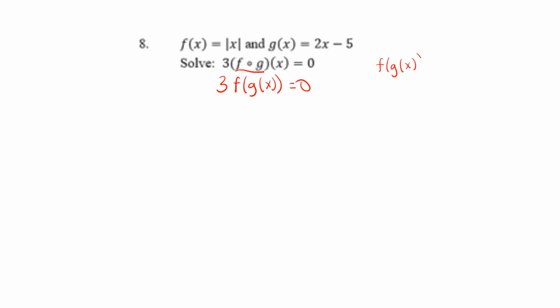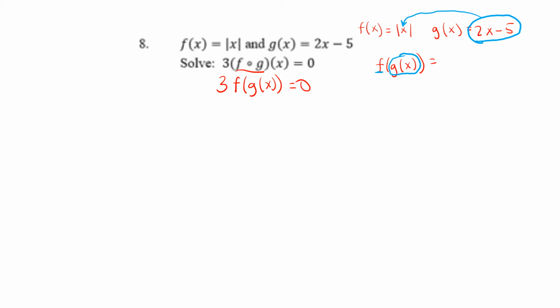Remember when we're setting this up, we already have that f of x is the absolute value of x, and g of x is 2x minus 5. What we have to do is take whichever function is inside, in this case g of x, that 2x minus 5, and substitute it in for x in f, because f is on the outside.